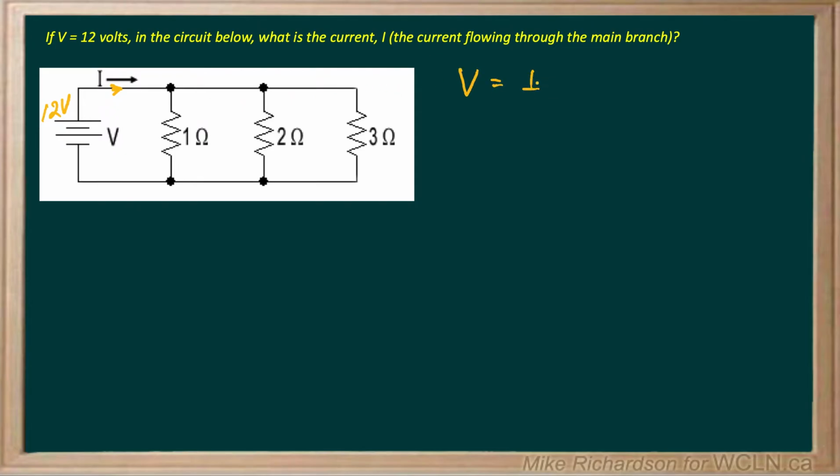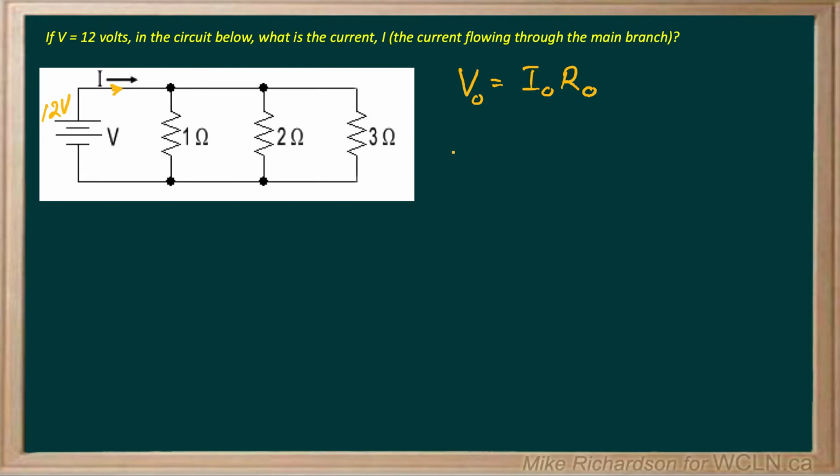V is equal to I times R. Now I have the total voltage. So in order to find the total current, which is what's leaving the battery, I need to combine that with the total resistance. Now our total resistance is the equivalent resistance in parallel. So let's do that first.